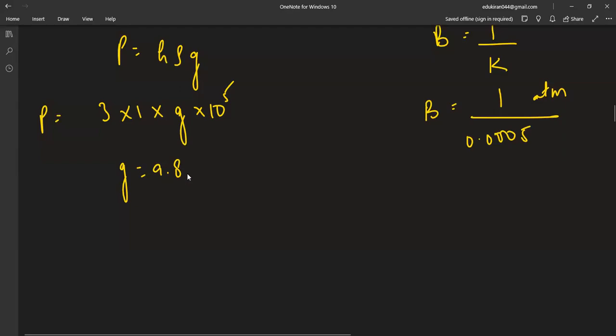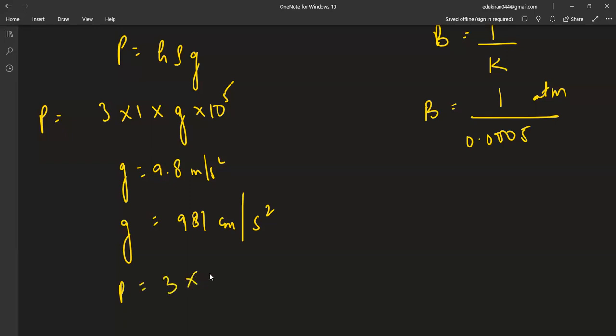And acceleration due to gravity, this is also meter per second square. So we'll use this as 980, I think. When we use it in CGS unit, 981 centimeter per second square. Just check, this is what we generally use, 981 or 980. So when you put in the value, this becomes 3 into 981 multiplied by 10 to the power 5.